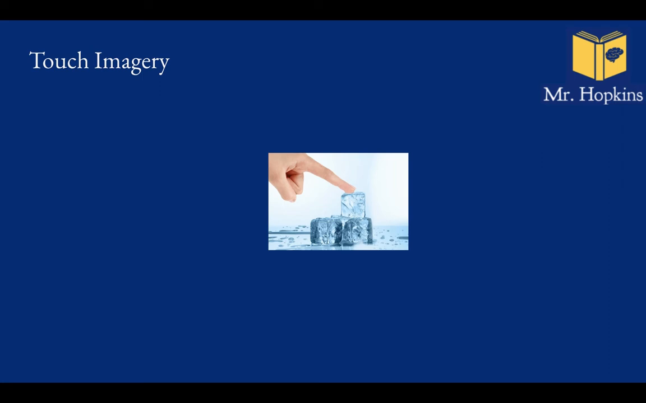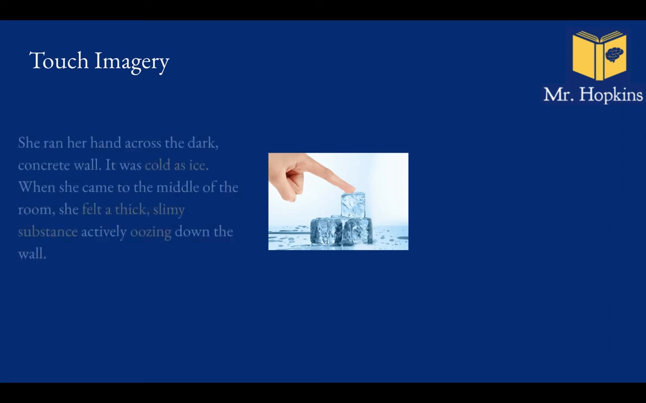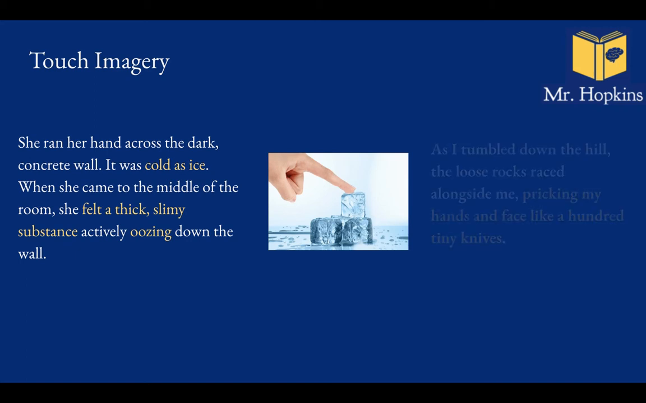The next is touch imagery. First example: she ran her hand across the dark concrete wall. It was cold as ice, nice simile there. When she came to the middle of the room, she felt a thick, slimy substance actively oozing down the wall. Now words like oozing really give a sense of just how gross it is. I can feel that. That word makes me feel the thick, slimy substance.